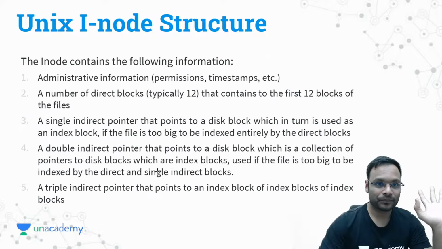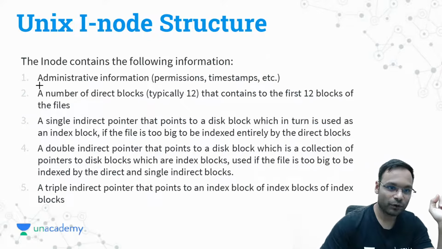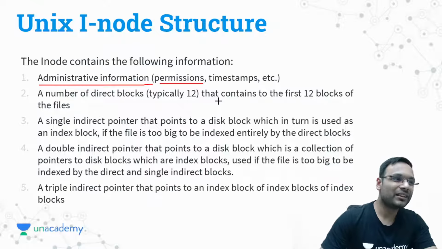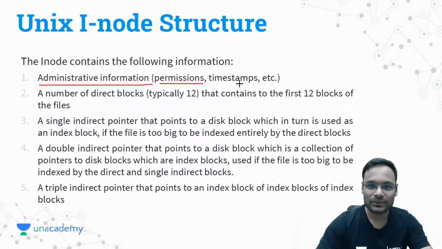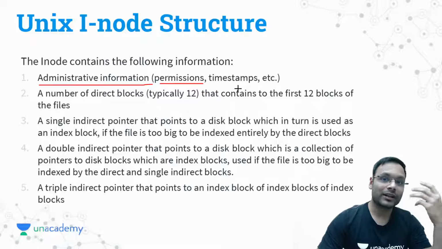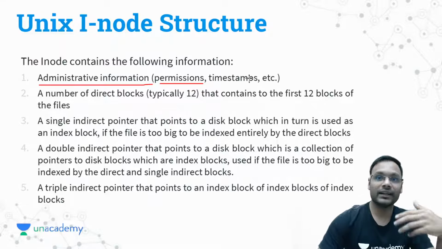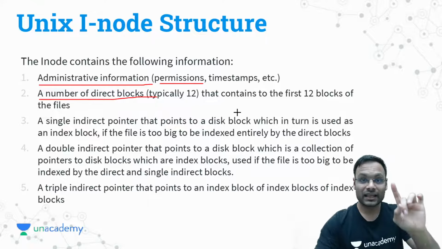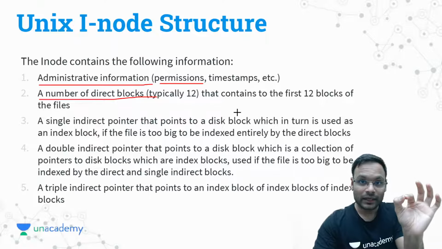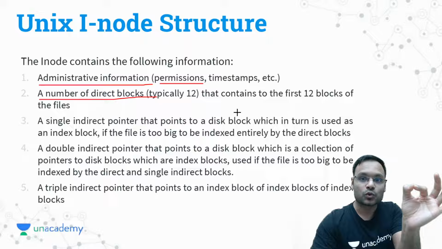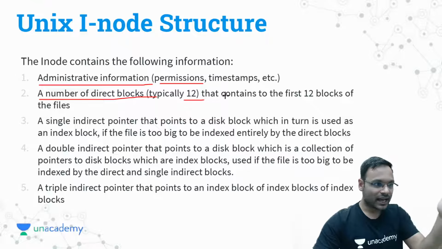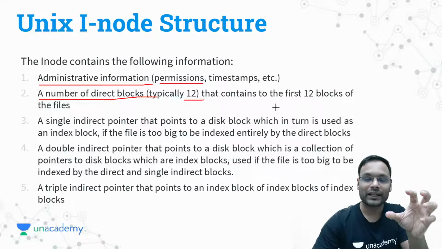Now, what is there in this inode? First of all, administrative information: permissions, that is who can open the file, etc., and timestamps, that is when a particular file got created, last updated, etc. Then the number of direct blocks. Direct block means direct block numbering, that is which block is used to store this file. Typically there are 12 direct blocks to store a particular file.